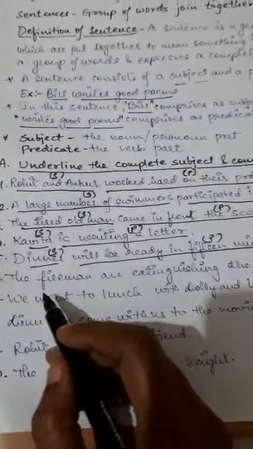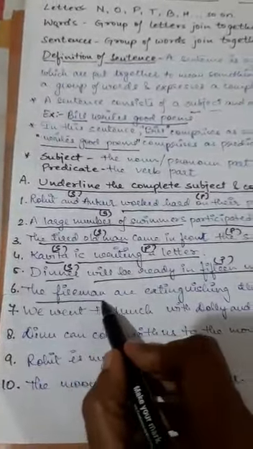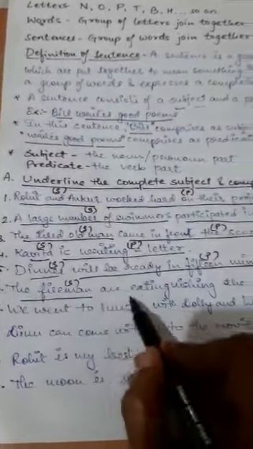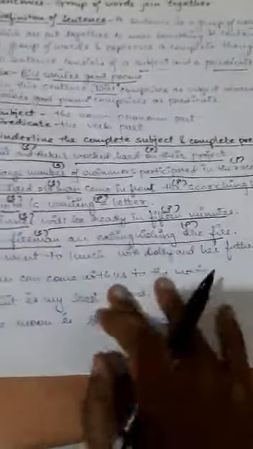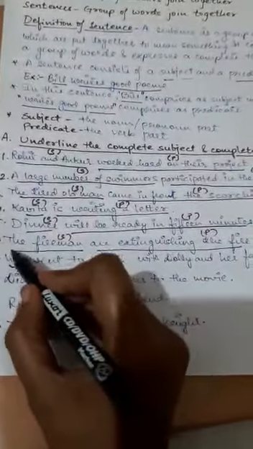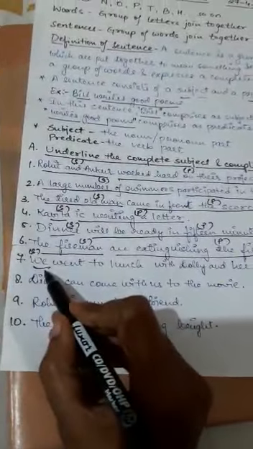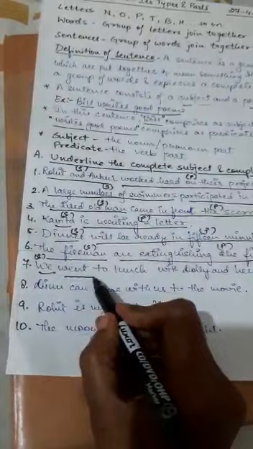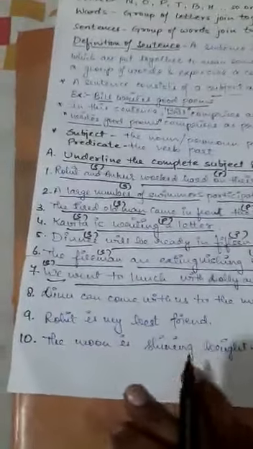Understand till here, students? If you have any problem you can ask me. The fireman comes under subject. Are extinguishing the fire comes under predicate. Seventh sentence: only the word we comes under subject because this is a pronoun in a plural sentence. Went to lunch with Dolly and her father today comes under predicate.